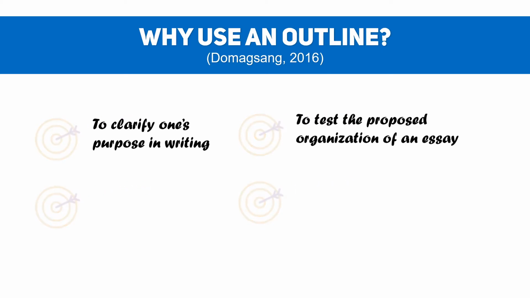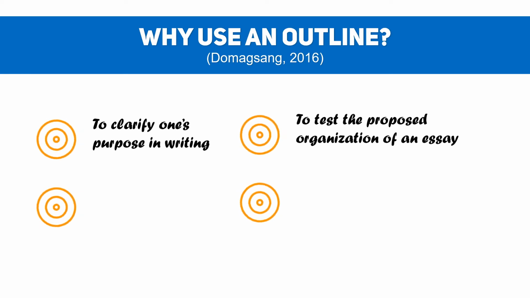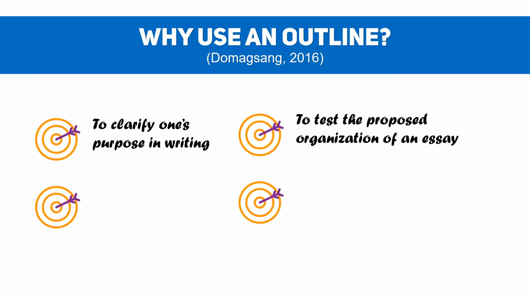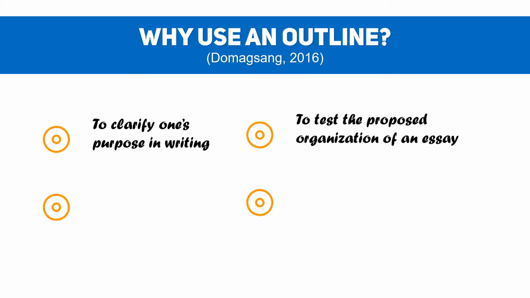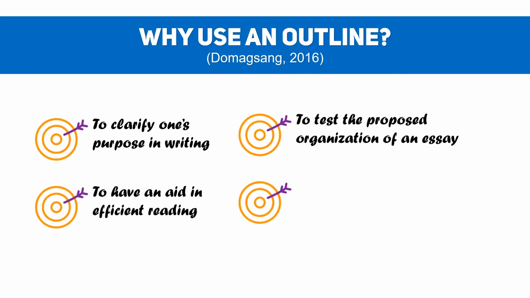The second, an outline could be used to test the proposed organization of an essay. The outline is just like the skeleton of our paper. So having this framework will allow you to see at a glance if the ideas really fall into their proper place. Third, an outline may help you read efficiently.